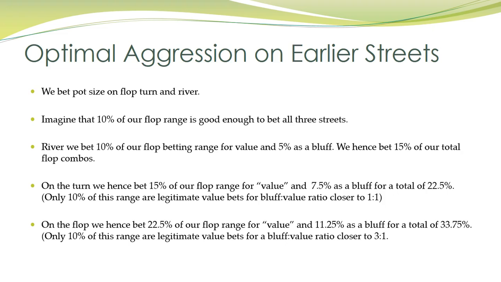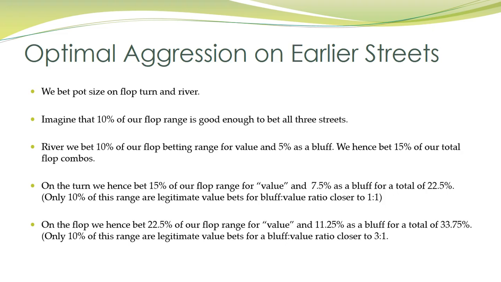Once again, because we're betting pot size, we're going to divide that number, 22.5, by 2, so we can get our 1 to 2 bluff to value ratio. We can see that 11.25% of our flop range should be used as a bluff, for a grand total of 33.75% of our flop range being bet. Of course, although we're thinking about all of these hands as being value hands, we know that legitimately only 10% of them are really value hands. So we're betting 33.75% of our flop range, where only 10% of these hands are actual value hands.